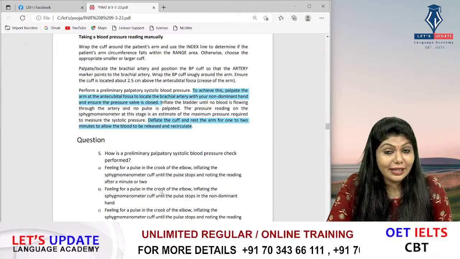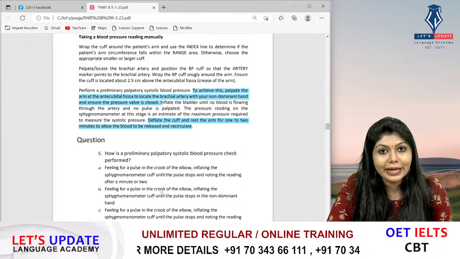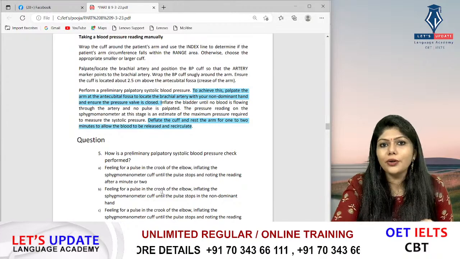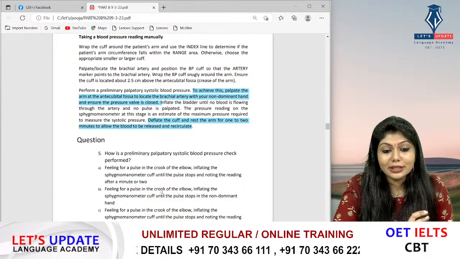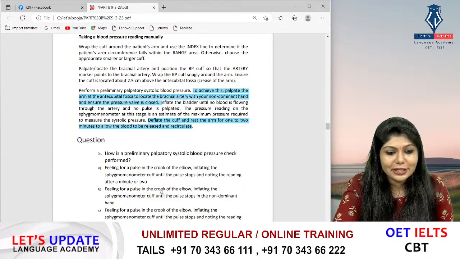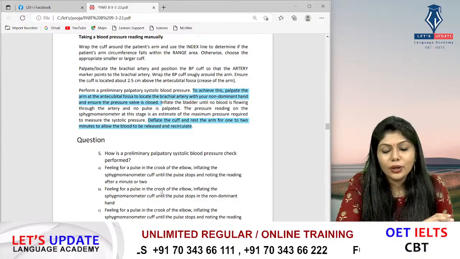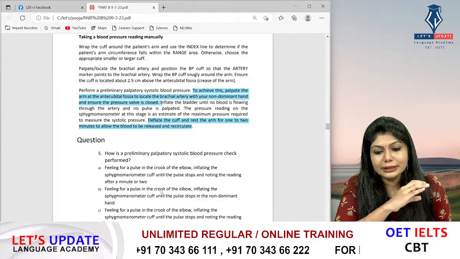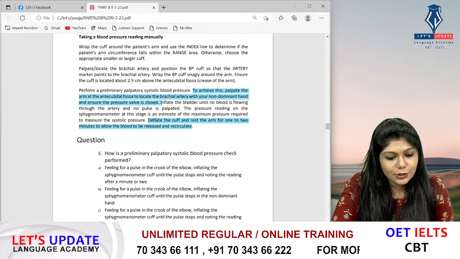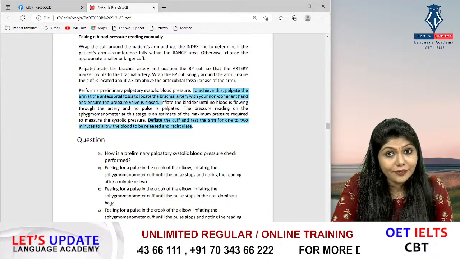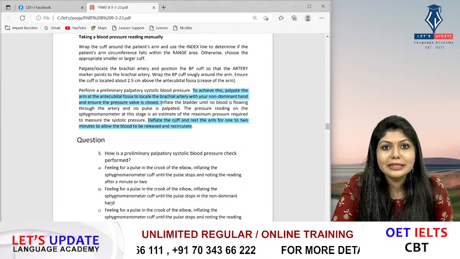It's not done on your non-dominant hand, it's done with your non-dominant hand. That is about locating the artery, not about the reading or measuring the pulse. So we have got enough evidence to prove options A and B are incorrect.